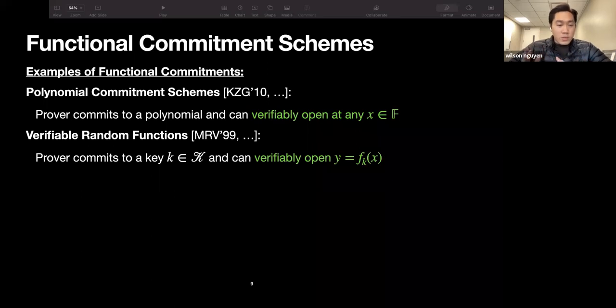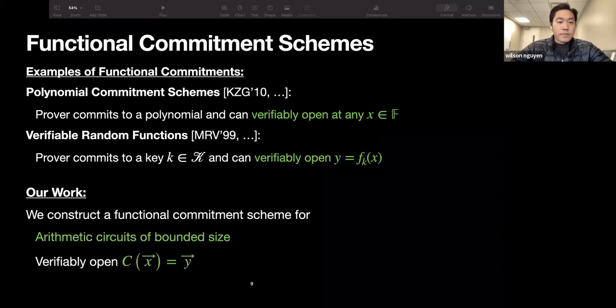Verifiable random functions are also an existing line of work in which provers commit to a key in some type of key space and are able to verifiably open the pseudo-random function keyed on that key on some input x from the input space. So our work is we construct a functional commitment scheme for arithmetic circuits of bounded size, such that you can verifiably open the circuit at any input x to the circuit. See our paper.